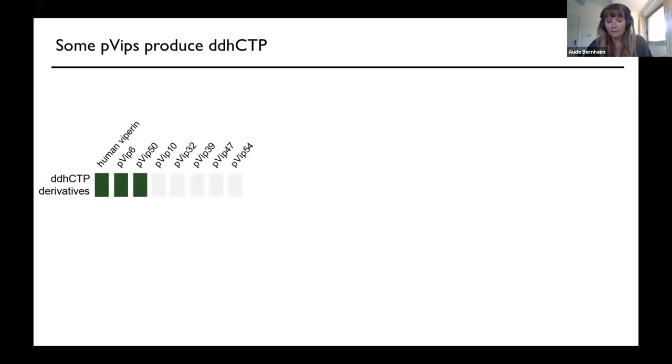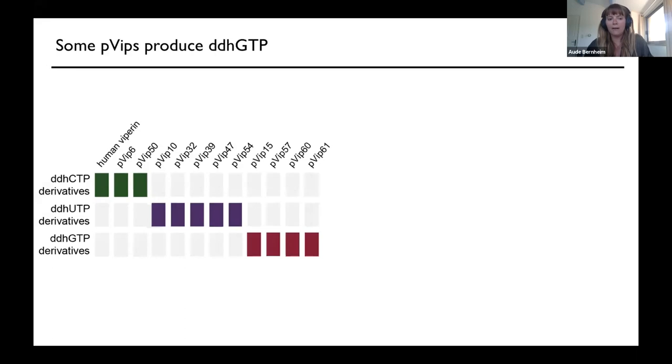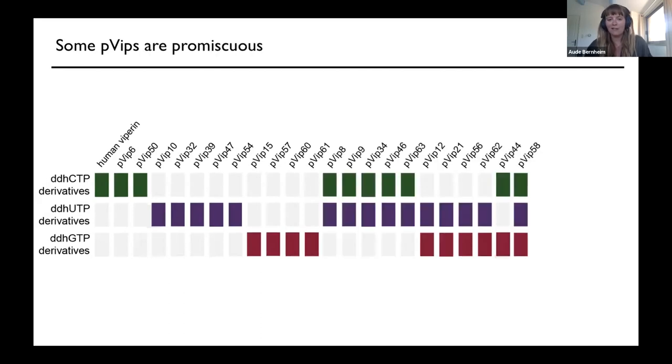But for us, we had in mind that maybe this sequence diversity meant a chemical diversity. So we checked for other types of DDH nucleotides, meaning not modifying CTP, but UTP or GTP. And indeed, these were producing UTP derivatives, so DDH UTP. And this one, DDH CTP. And being even more amazed by these wonderful PVIPs, we actually saw that several of them produce several DDH nucleotides at the same time.